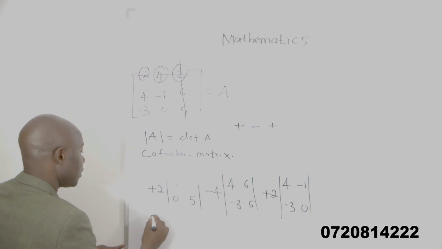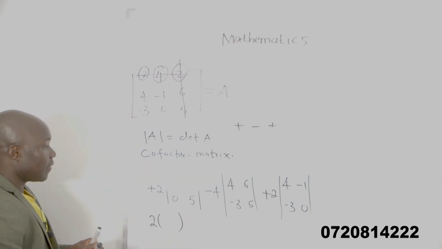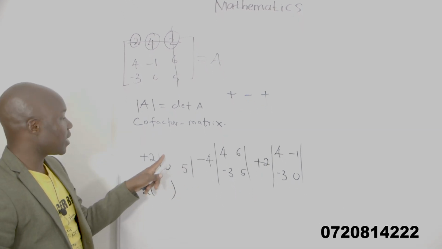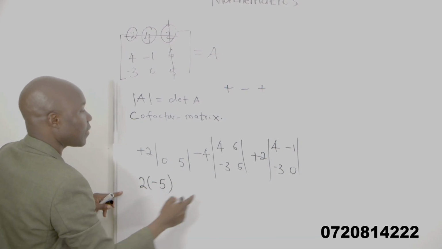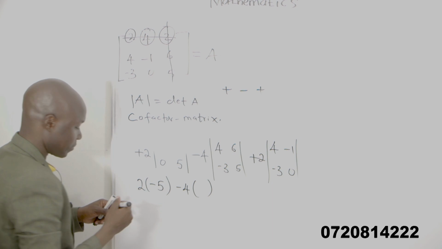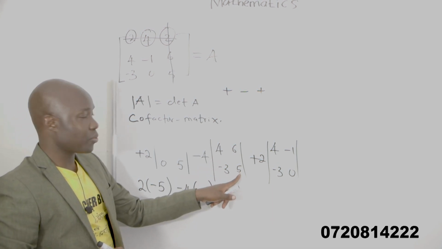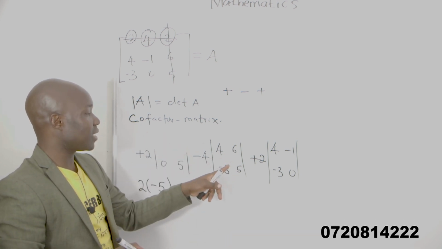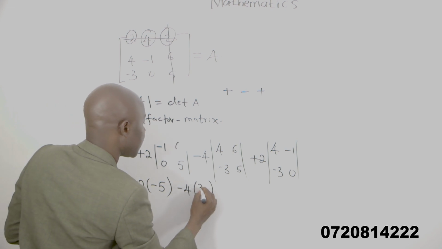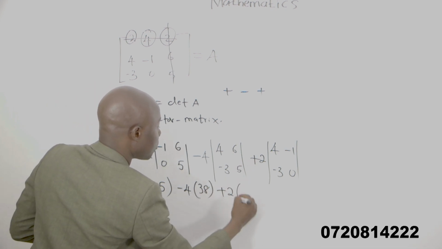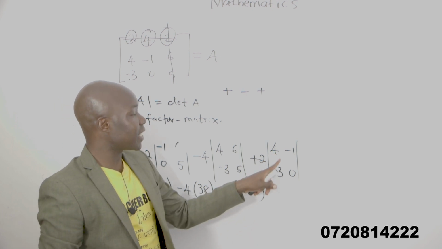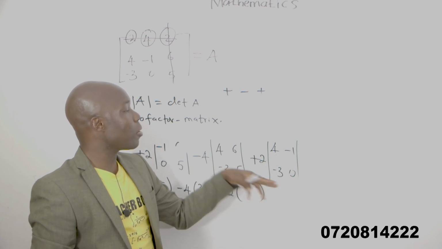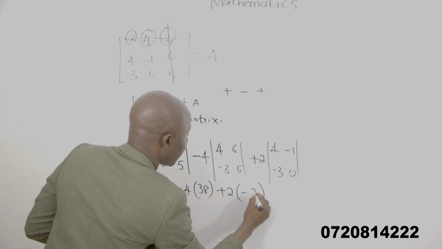So we are going to write 2 into the determinant of this matrix, which will be negative 1 times 5 minus 6 times 0. So here is minus 5. Then here we have minus 4 times 5 is 20, 6 times negative 3 is negative 18. So 20 minus negative 18 is 20 plus 18, which is 38. Then lastly is plus 2 into 4 times 0 is 0, negative 3 times negative 1 is positive 3. So 0 minus positive 3 becomes minus 3.